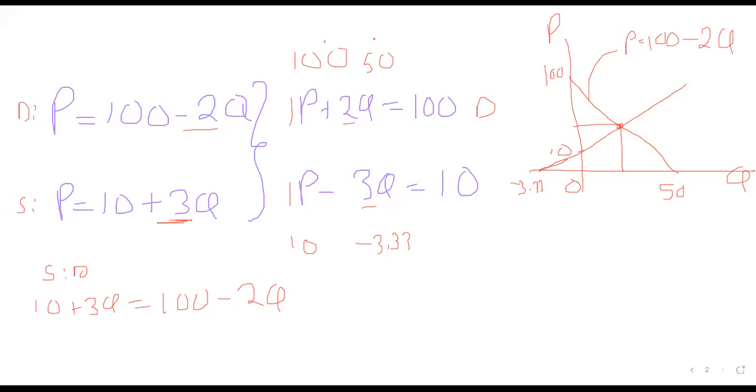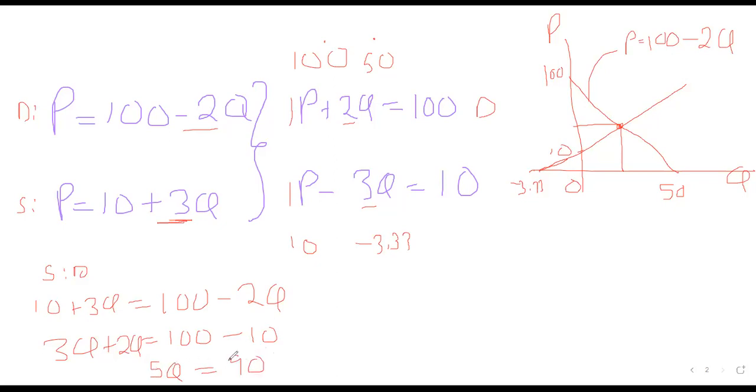And so we are going to solve. So here we're going to have 100 minus 10. And here we're going to have 3Q plus 2Q. For this side, we're going to have what? 5Q. And this side, we're going to have 90.